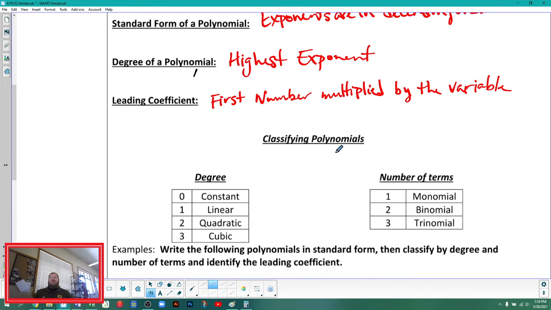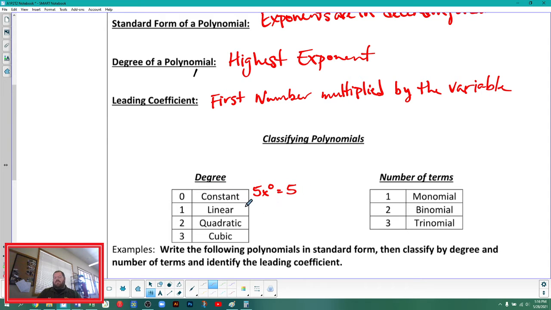Then we have some names, because we want to be able to talk to people about what different polynomials look like. And instead of just saying degree 1 polynomial or something like that, we have names for different degrees. If the degree is 0, that would be like, say, 5x to the 0. And that's the only term that can be there, because anything to the 0 power is automatically 1, and so this is just 5. And so that makes it a constant.